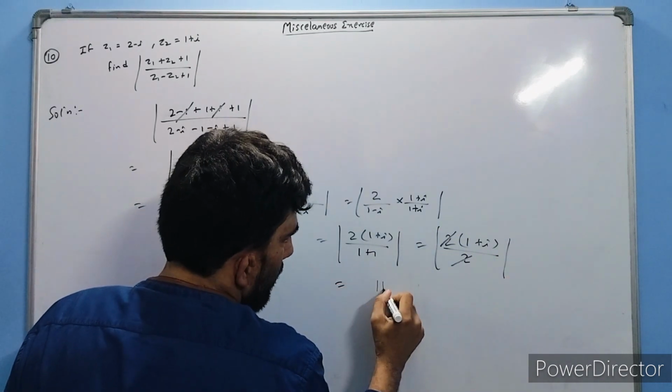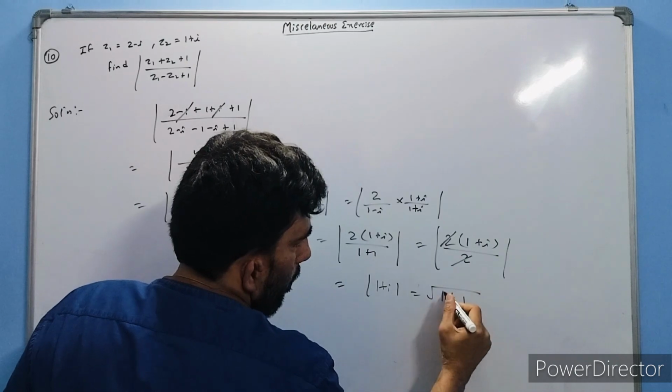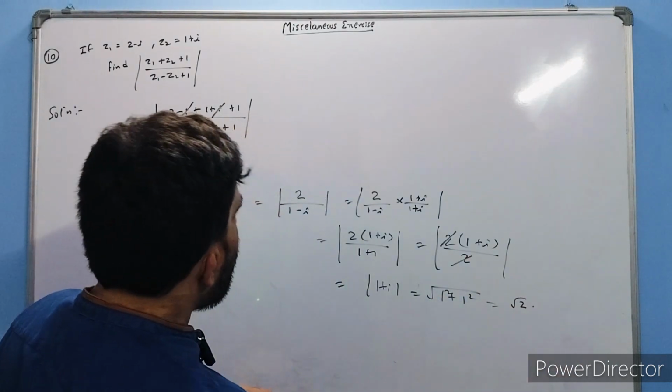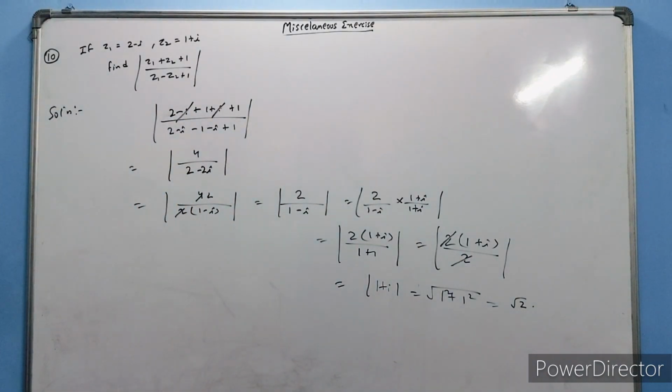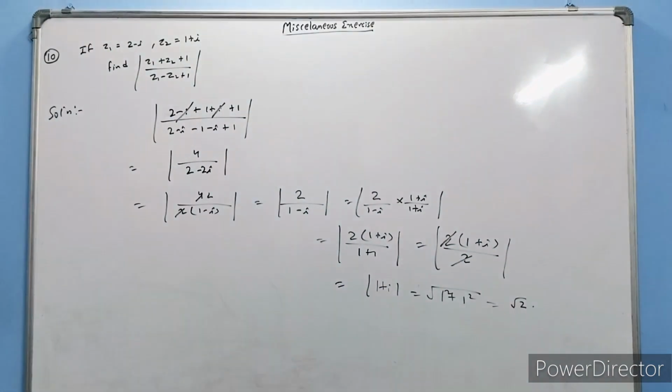So I have this. Now we need to find its modulus. So we'll have square root 2. Okay, so that is how we are able to find its value. Okay, so we have.